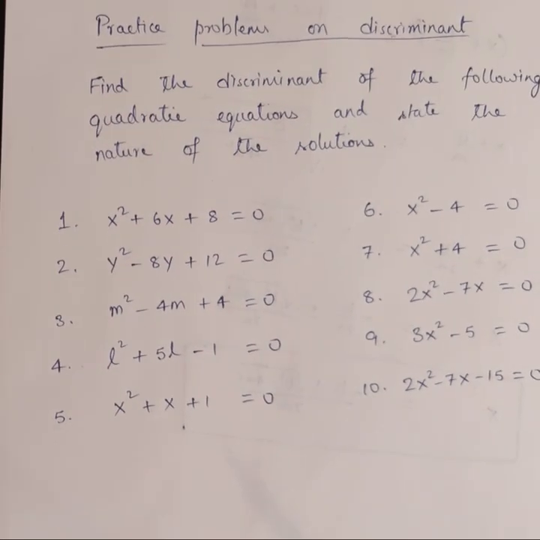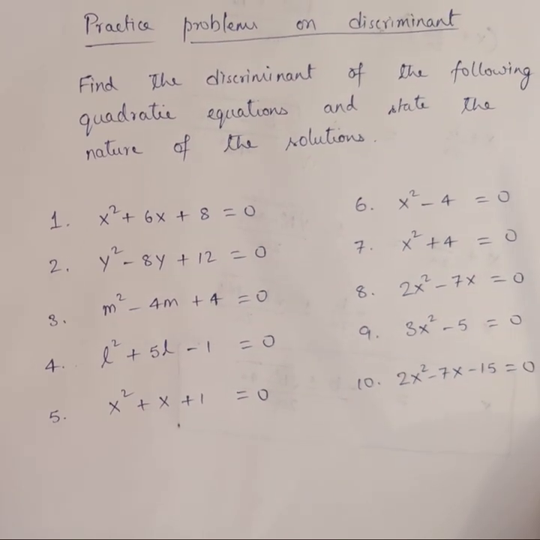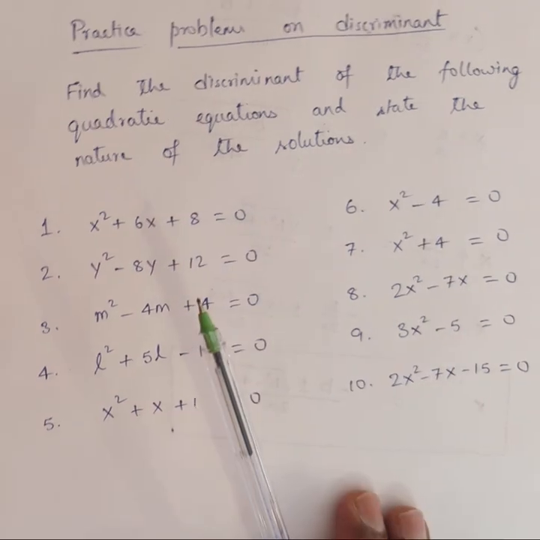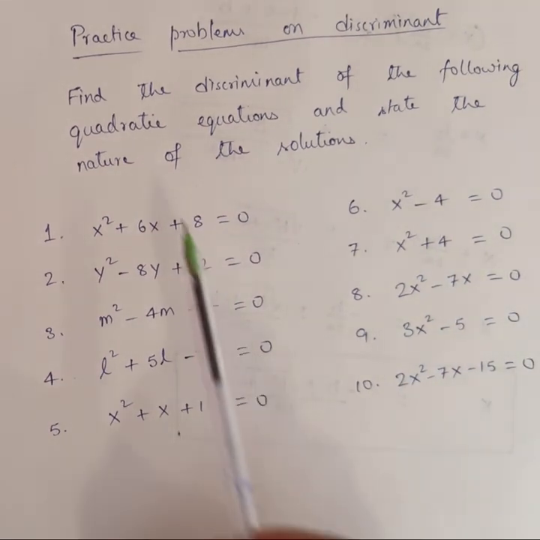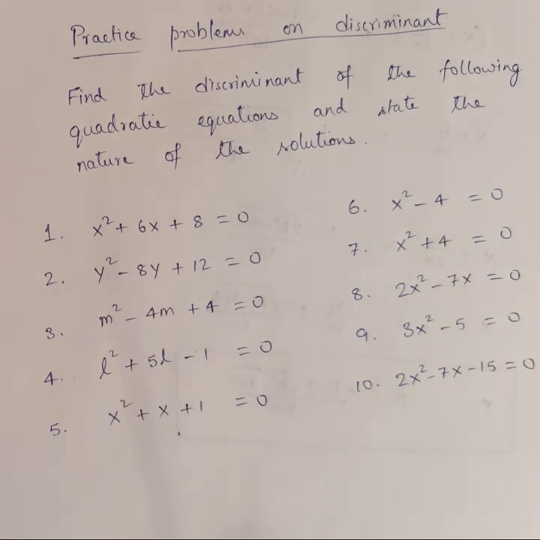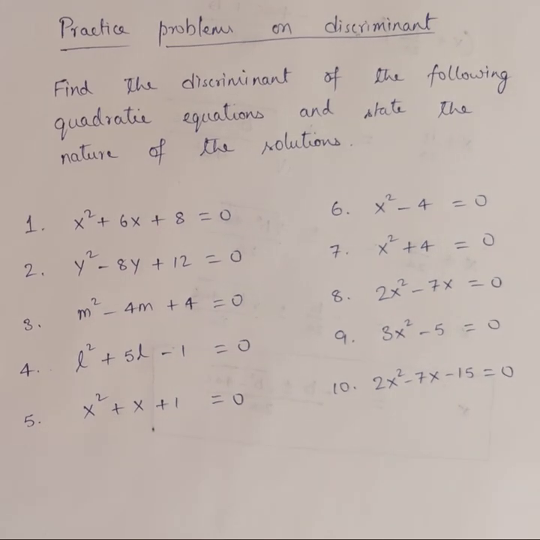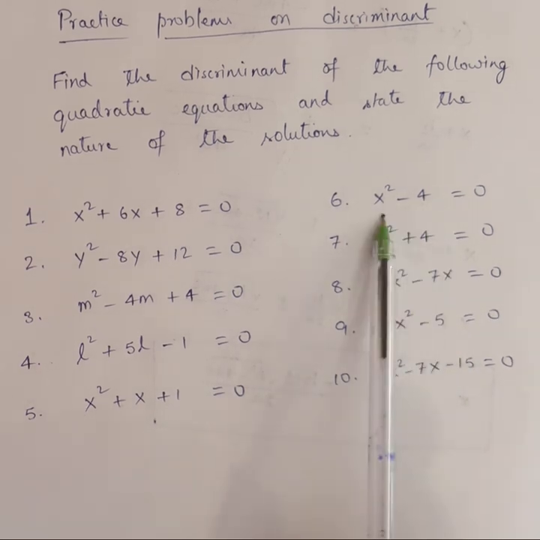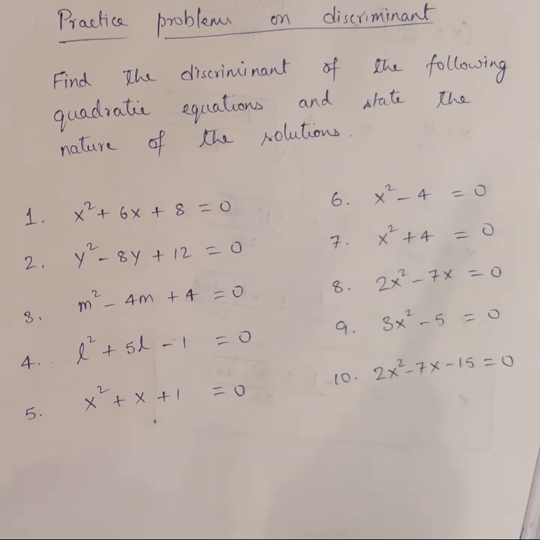Now, let me write down a few practice problems. I already have them written here. So find the discriminant of the following quadratic equations and state the nature of solutions is what these exercises are about. So there are 10 of them. Now, be sure to write down the values of A, B, and C. So sometimes you may not have three terms, in which case you want to know which one is missing.